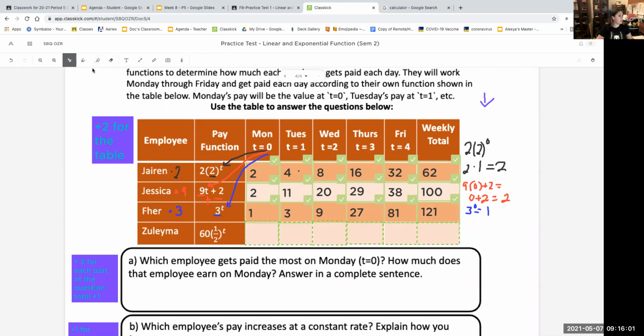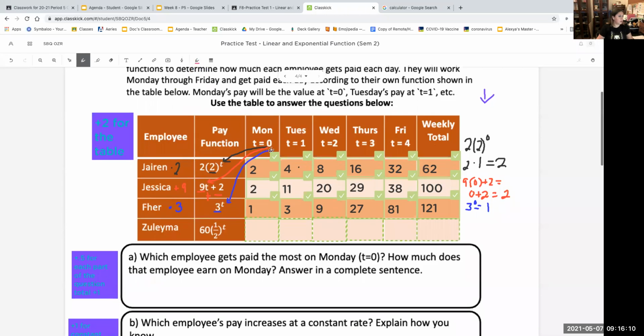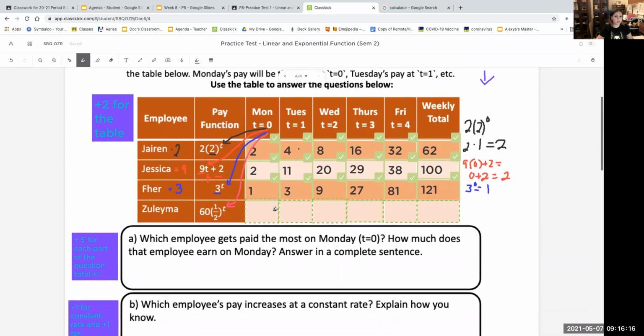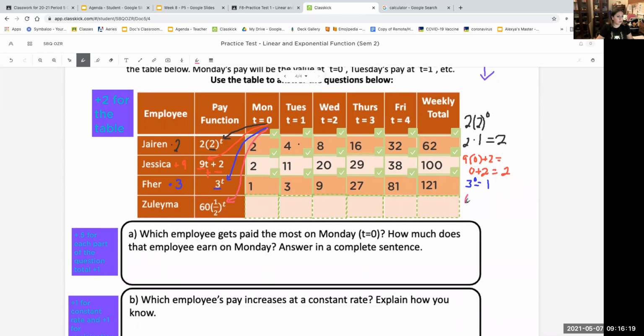All right. Try and figure out what pattern I'm going to use for that last one. So let's do pink. I'm going to plug that T0 into T. What pattern am I going to use? Any number to the 0 is going to give me 1, even though it's a fraction. And 60 times 1 is going to be 60.